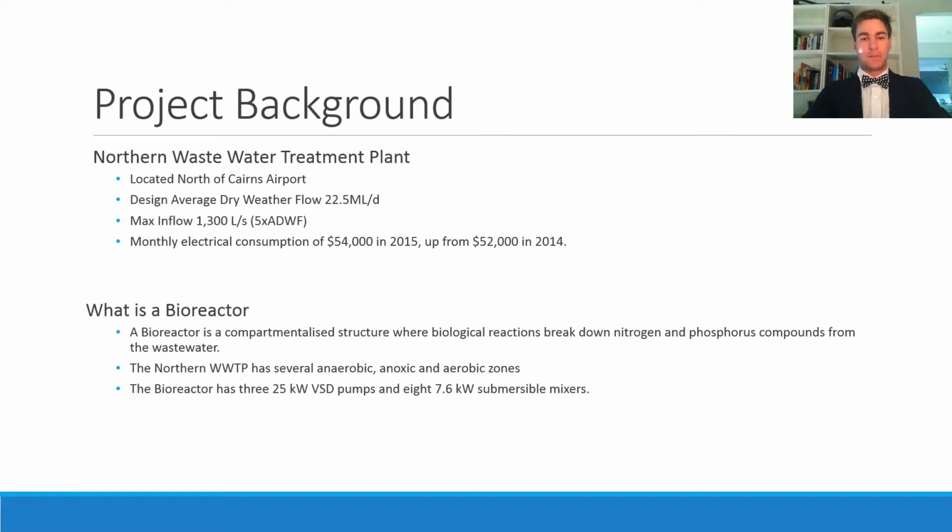The Northern Wastewater Treatment Plant is an activated sludge process and consists of several anoxic, anaerobic, and aerobic zones. The bioreactor has 3 25 kilowatt VSD pumps and 8 7.6 kilowatt submersible mixers. Anoxic Zone 1 contains all 3 VSD pumps and 1 7.6 kilowatt mixer. The Anoxic Zone 1 is the focus of this project.